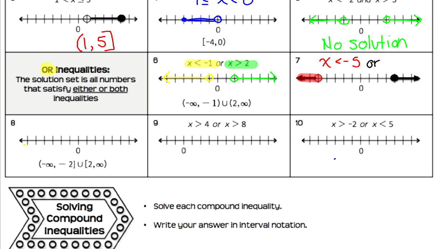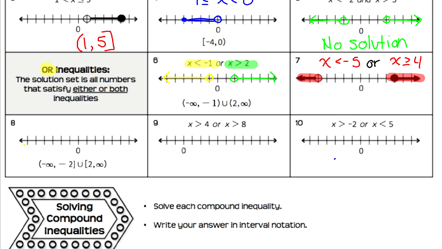So the other half would be all these numbers over here. So for that, I'm going to say, if I count over, that's 1, 2, 3, 4. So that's all the x values greater than or equal to, because of the closed dot, 4.